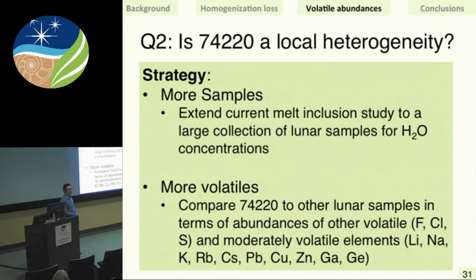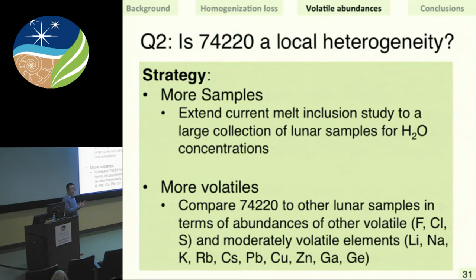For the next part of the talk, we are going to talk about the volatile abundances in the lunar mantle based on melt inclusion data. But before we get to that point, we have the second question, which is whether 74220 is a local heterogeneity compared to other lunar samples.